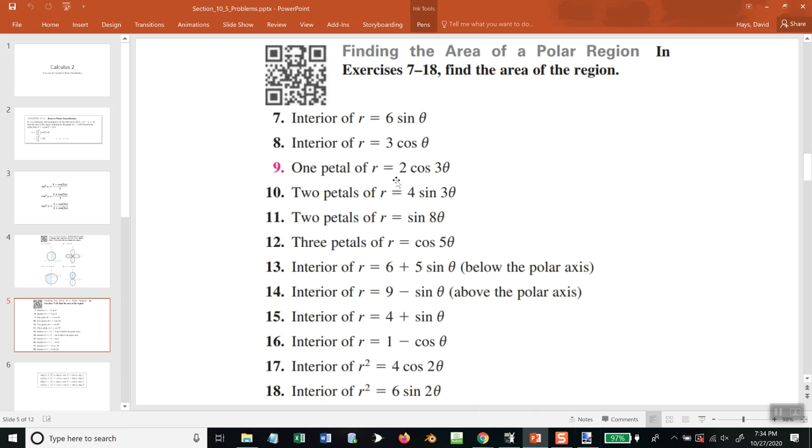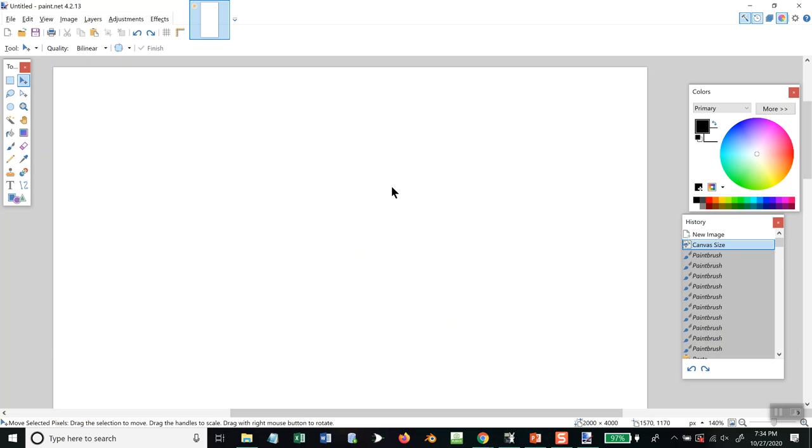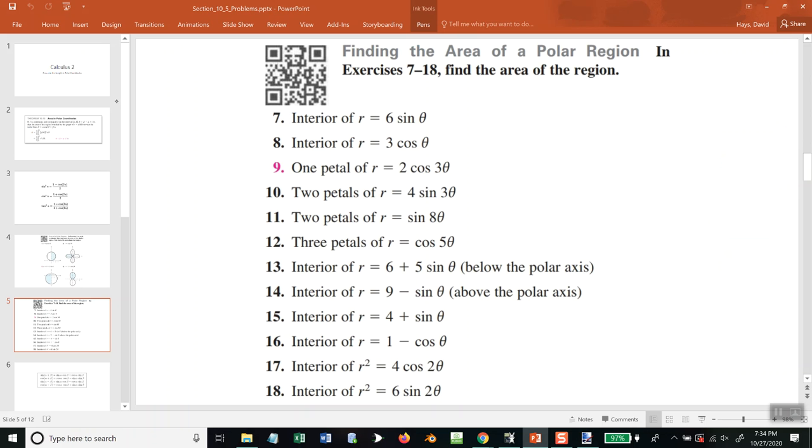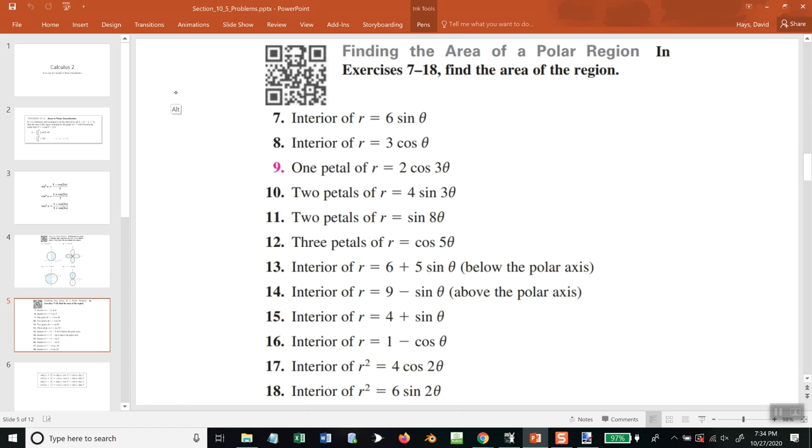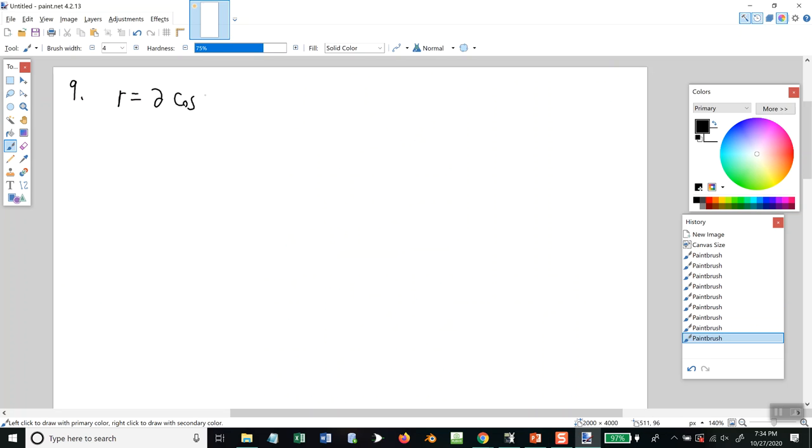Okay, number 9. And we'll actually work number 9 out to show it all the way through. Yeah, radians, when you're dealing with these, radians is usually the one you want to be in. I always just make sure it's in radians. I don't think I've ever tried degrees. Okay, 1 petal of r equals 2 cosine of 3 theta. If I remember right, this one's weird.